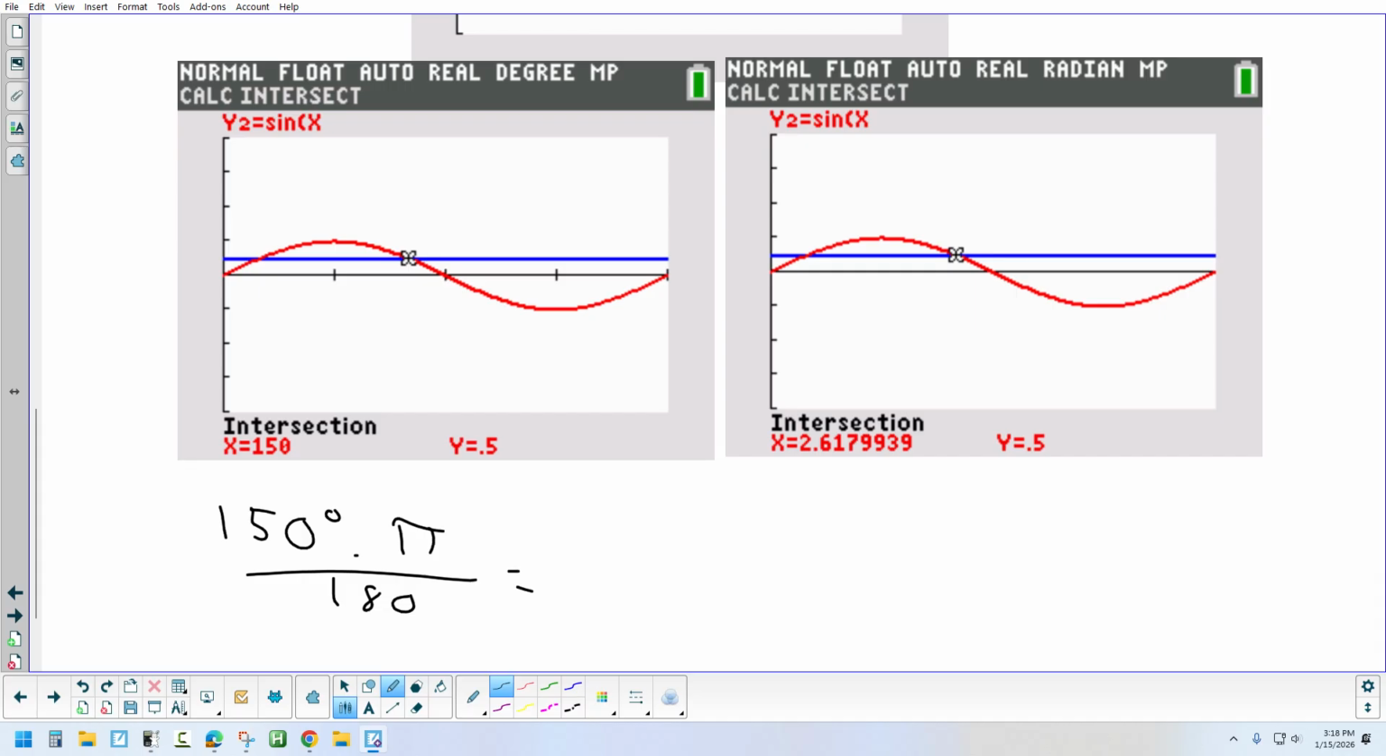And what will that reduce to? 150 pi over 180. 5 pi over 6. That is an exact answer. That is not a decimal. If I typed in 5 pi over 6, what do you think I would get as a decimal?